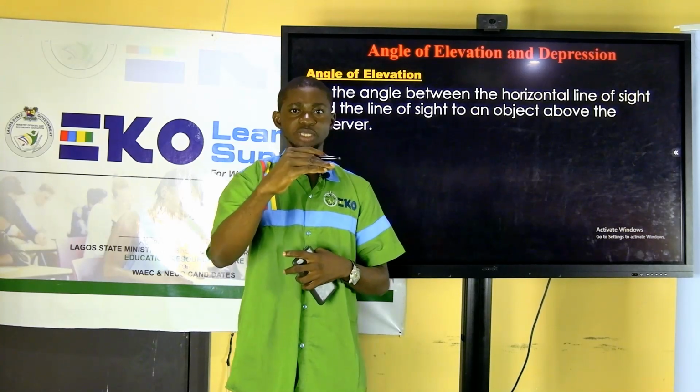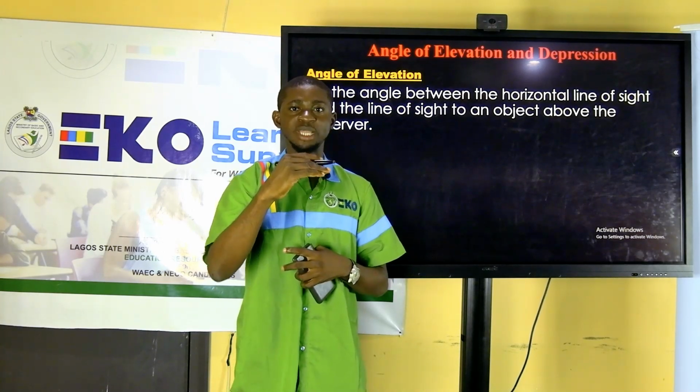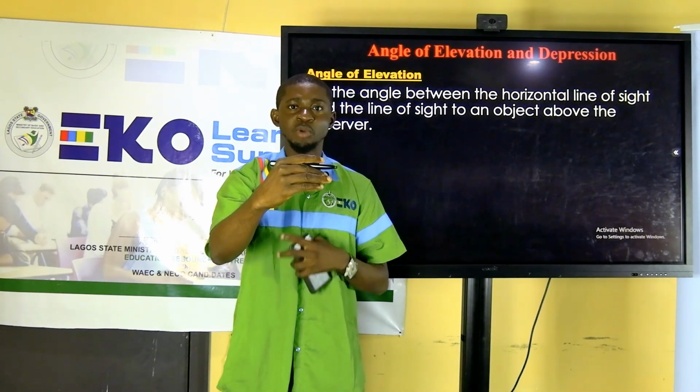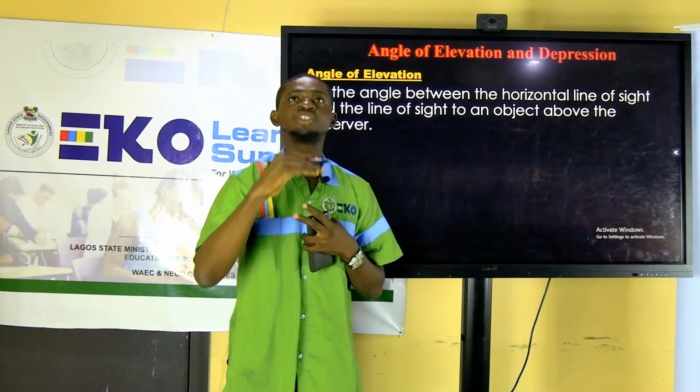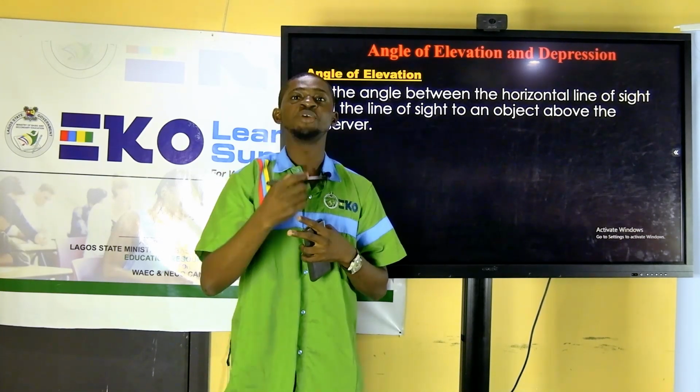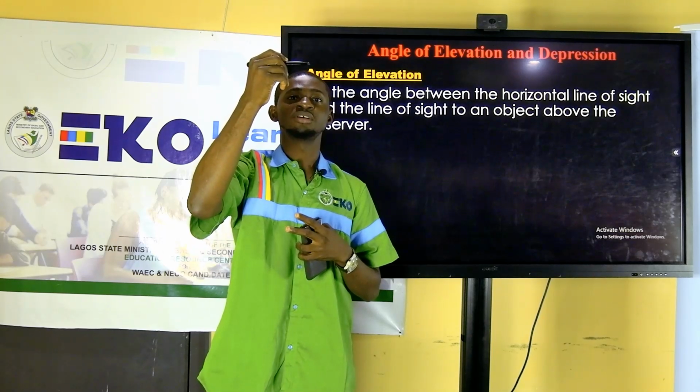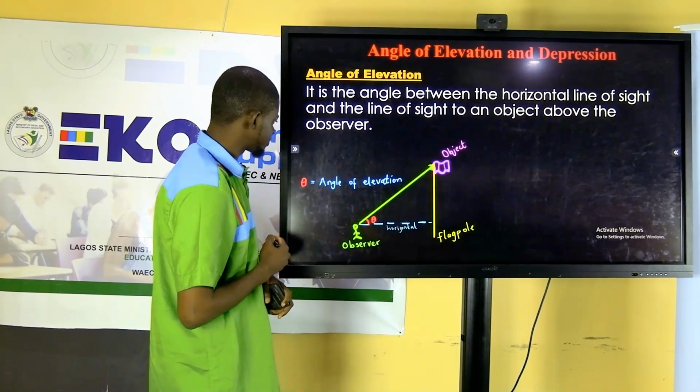Normally, you are supposed to be looking at your dad this way or looking at the wall before you this way. But the moment you change, this is your horizontal line of sight. The moment you tilt your head and look up, you have made an angle of elevation. So let's take a look at it.